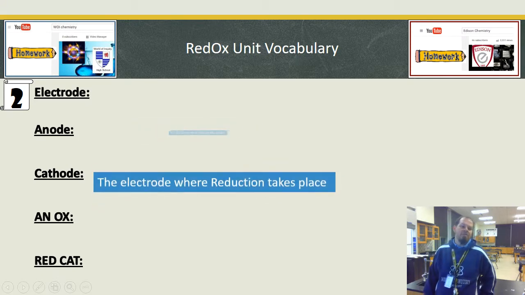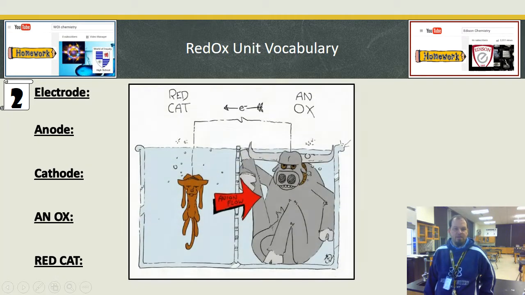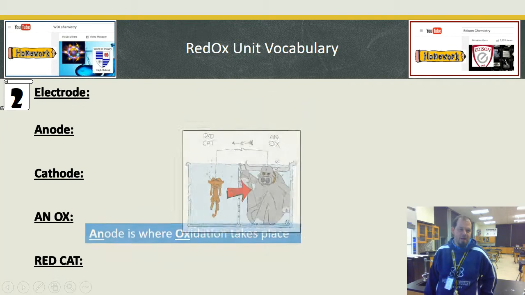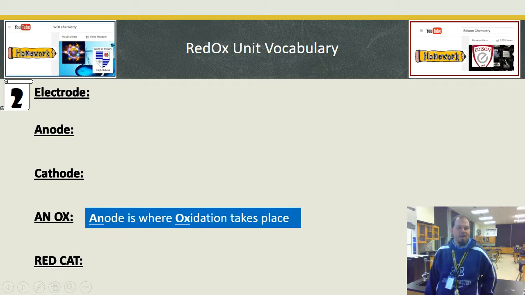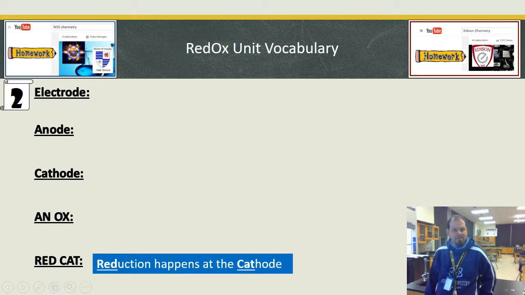Okay, cathode is the electrode where reduction takes place, and how we remember that is the saying, red cat, angry ox. Okay, red cat, angry ox. There's a great picture. I'm probably only going to show it once. And this is what's going on. So we know that the anode is where the oxidation takes place. That's the angry ox. Okay, and then the red cat, the reduction happens at the cathode. We remember that by that acronym, red cat, angry ox.